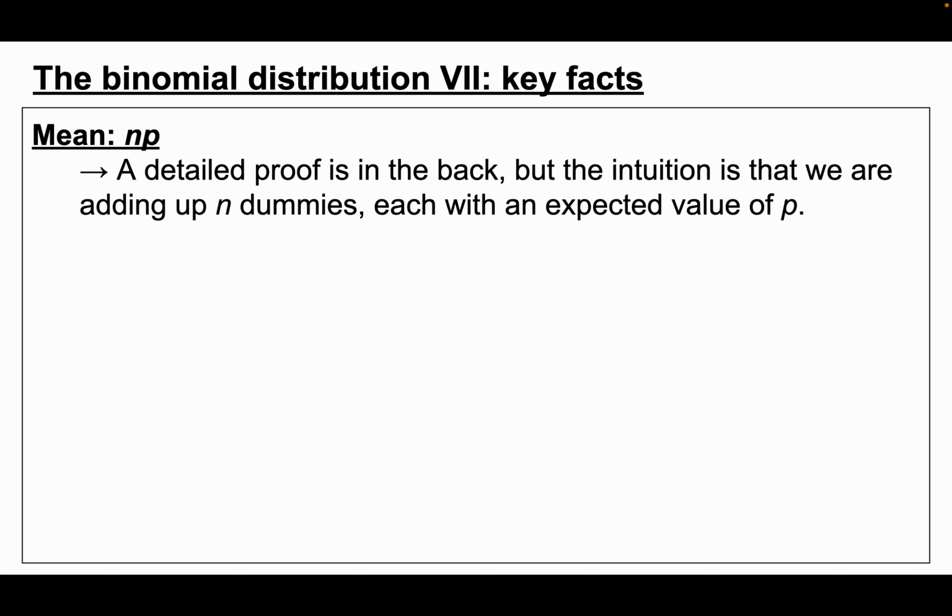Intuitively, the mean is n times p. There's a detailed proof in the back, but the intuition is we're adding up n dummies, and they each have an expected value of p, so they should probably just have a mean of np, right? So in other words, the expected value of the binomial distribution, we're adding up a bunch of people that have zeros or ones in this variable. In theory, the mean should just be n times the probability, since that's the number of people you expect to be ones. The variance is n times p times 1 minus p.